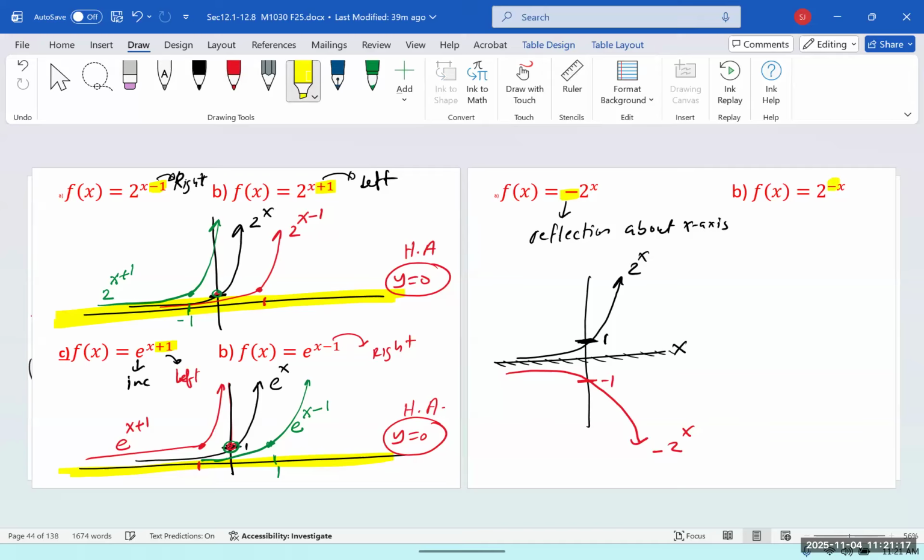On the next one, where is the negative sign? In front of the x. So which type of reflection do you get? Reflection about the x-axis or y-axis? Y-axis.